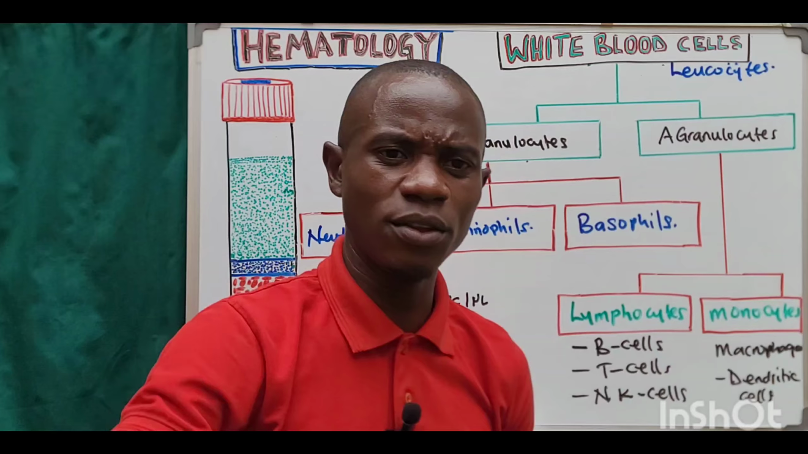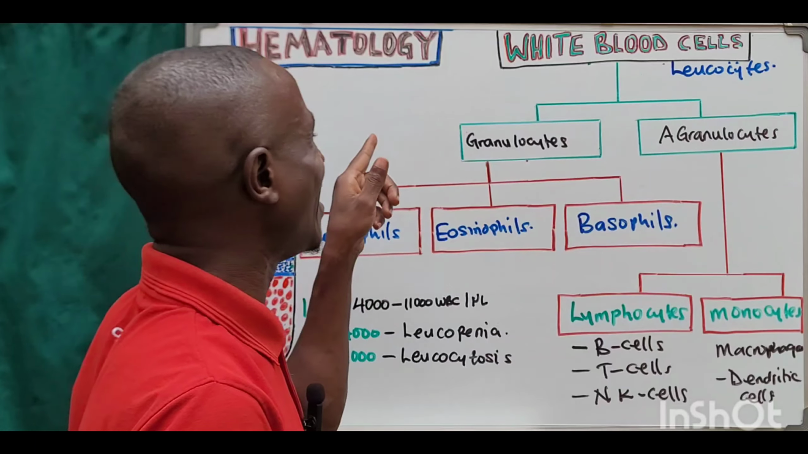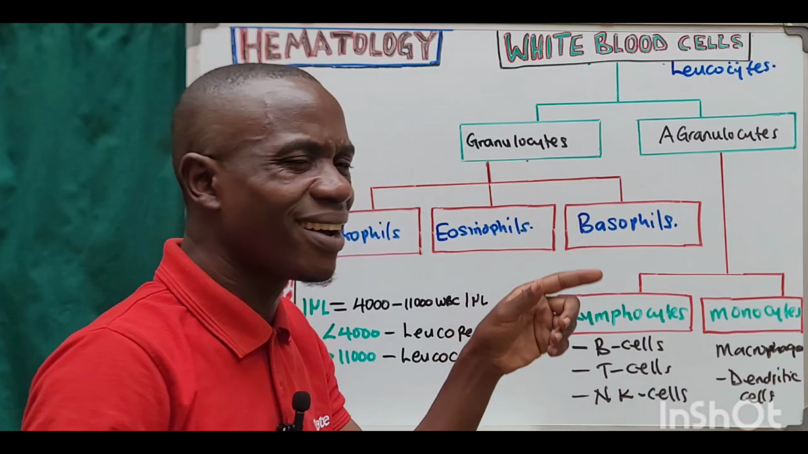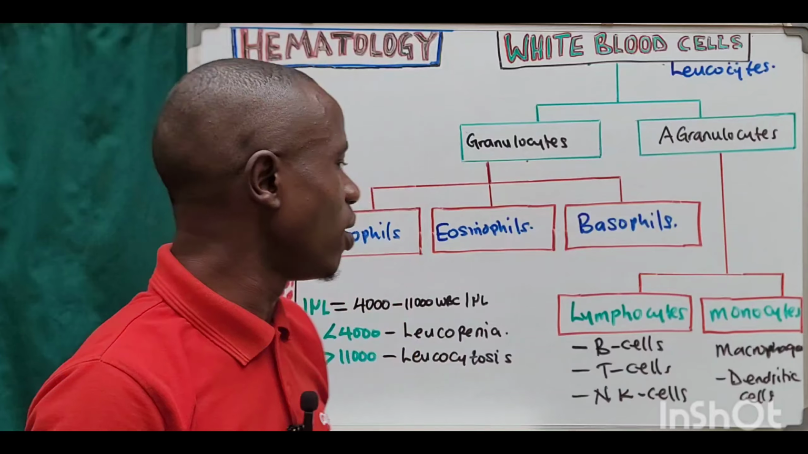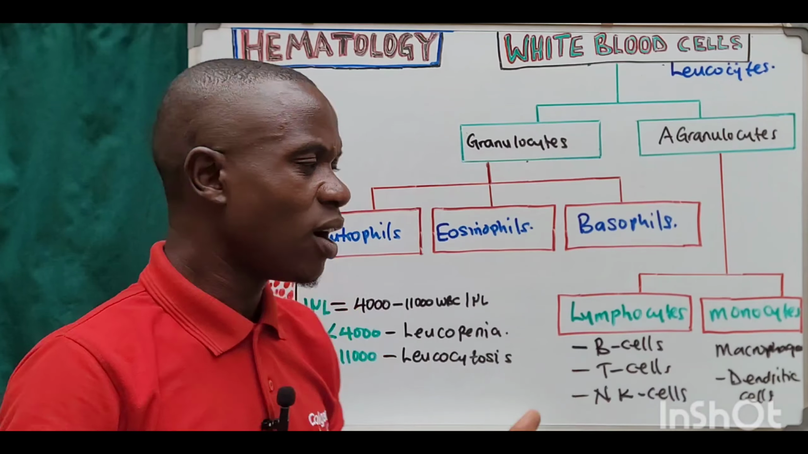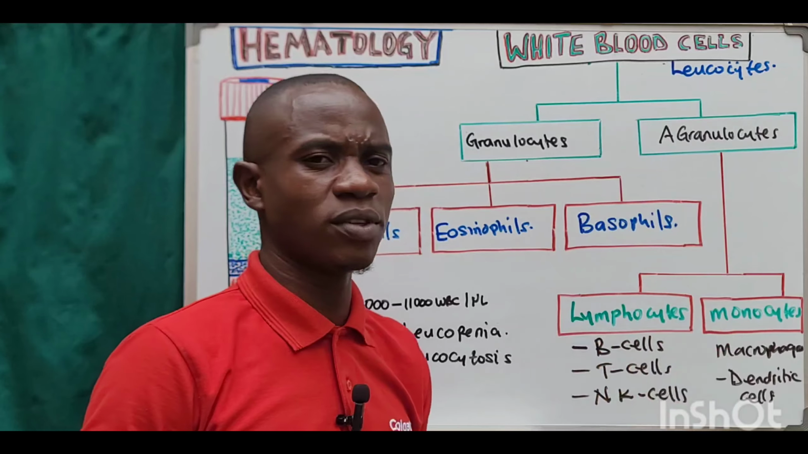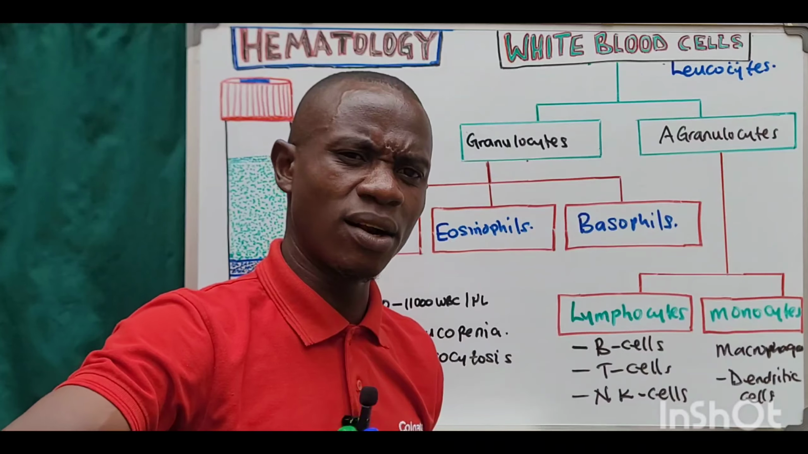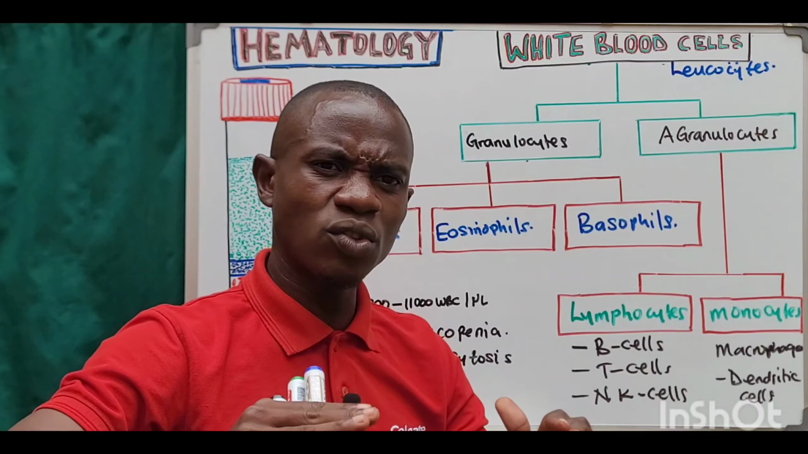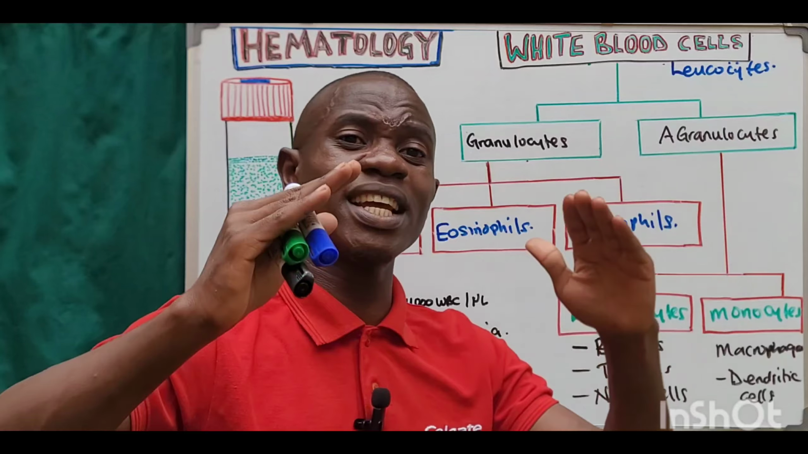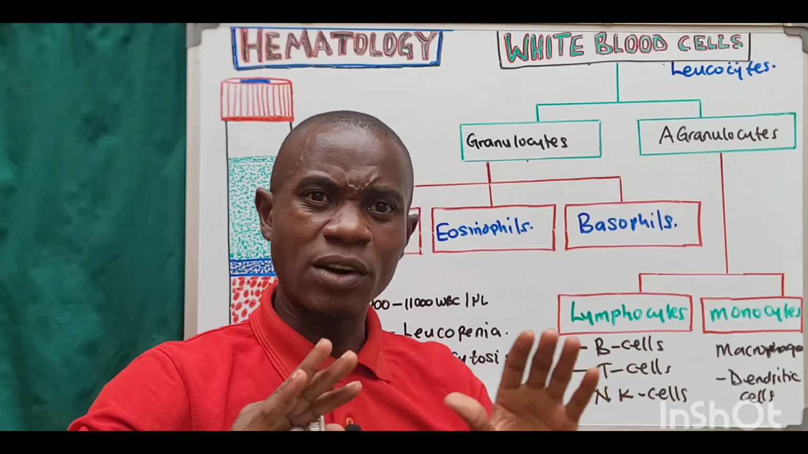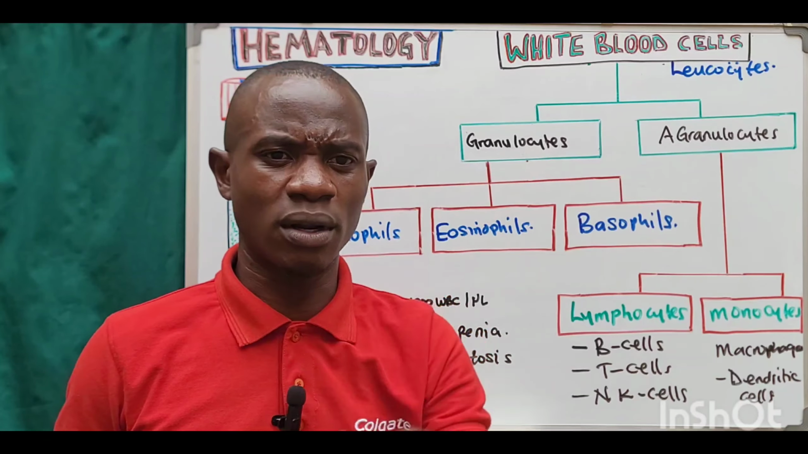So now in the next video, we are going to dive into the granulocytes only. We look at how the neutrophils look, how the eosinophils look, and also how the basophils look. And then we also look at what happens whenever the levels of these cells are elevated, or even when they go down. What does it signify? We shall look at that in the next video.